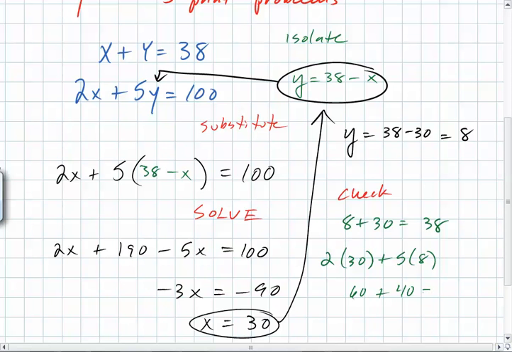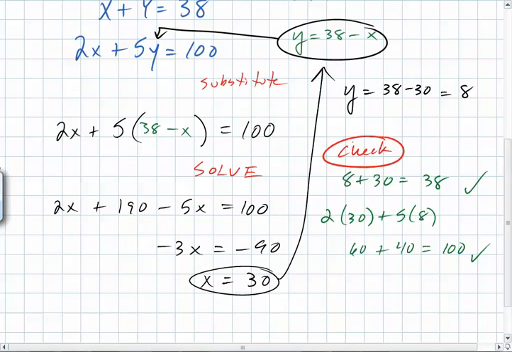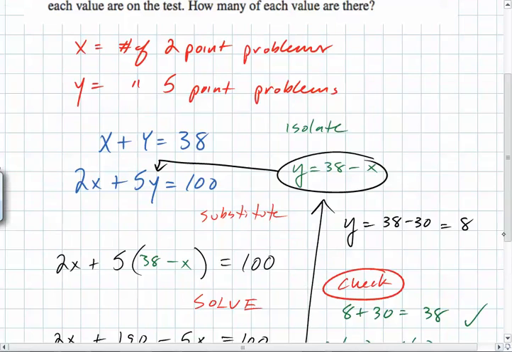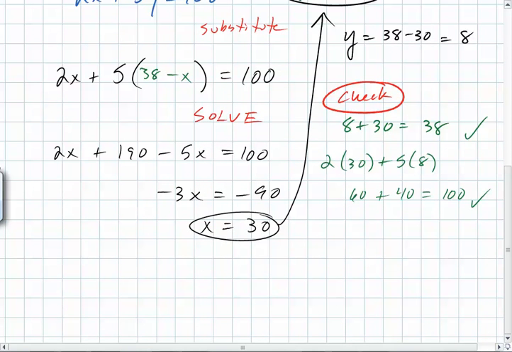So does it check? What's the last thing you need to do? What haven't you done yet? You've solved. You need to check. We already checked. Actually, write the answer. You guys do this cloud thing, and then I don't know what you're trying to state as your answer. You can't just write all the numbers in existence and say my answer is there somewhere. So to answer this question, x was the number of 2-point problems. So what do you write? 30 2-point problems and 8 5-point problems. That's what you would write.